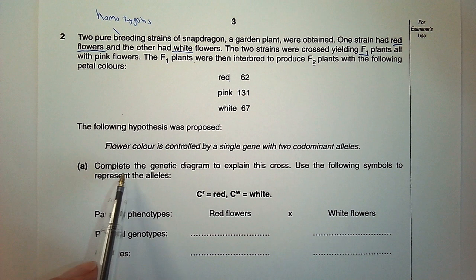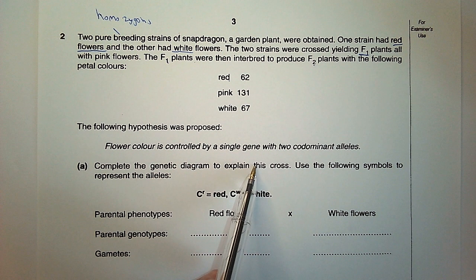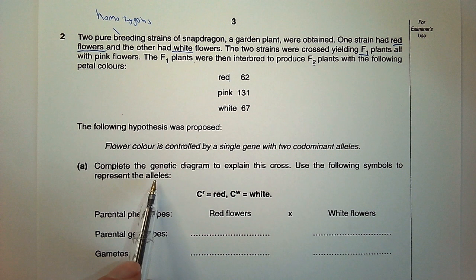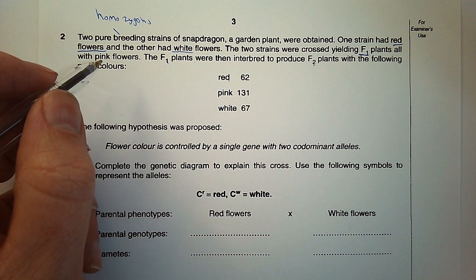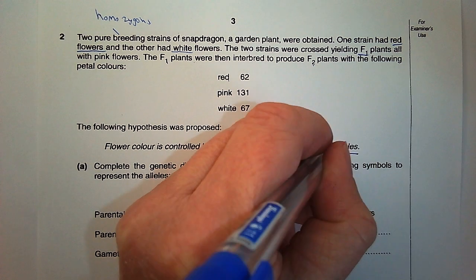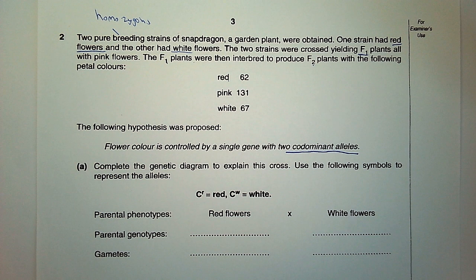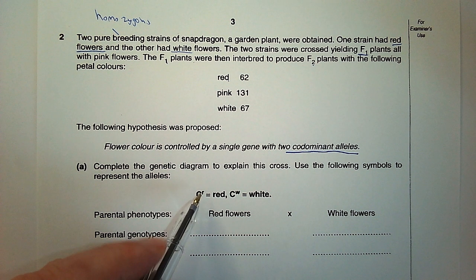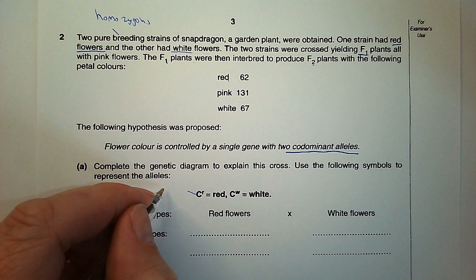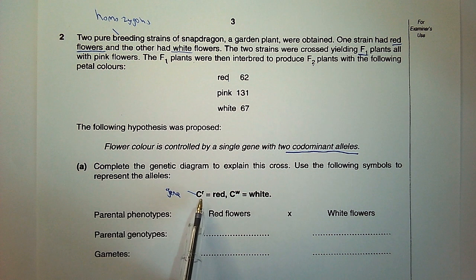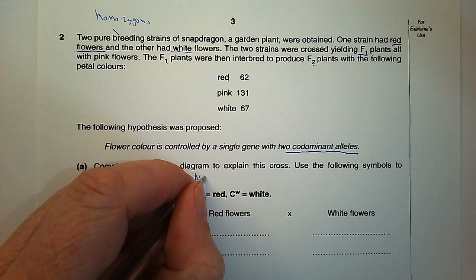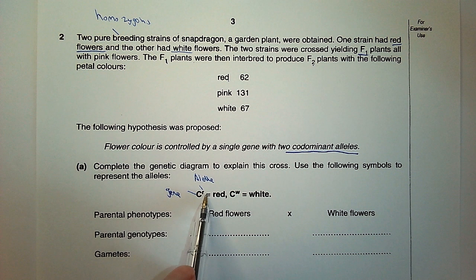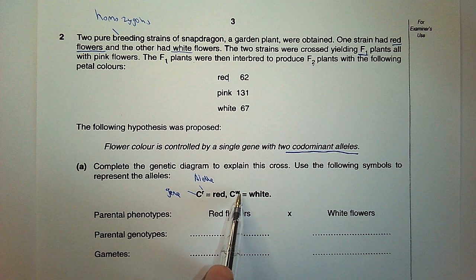The question says, complete the genetic diagram to explain the cross. Use the following symbols to represent the alleles. So we're told that they're proposing that it's codominant. Now you represent codominant with a capital letter to represent the gene. So the gene in both these cases is petal colour, and superscript to represent the allele. And we've got two different alleles, an allele for red and an allele for white.